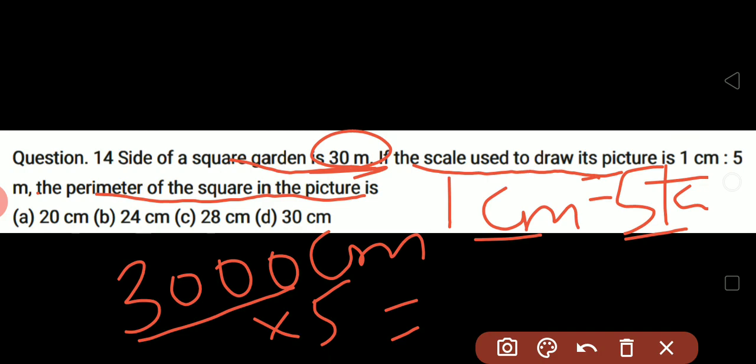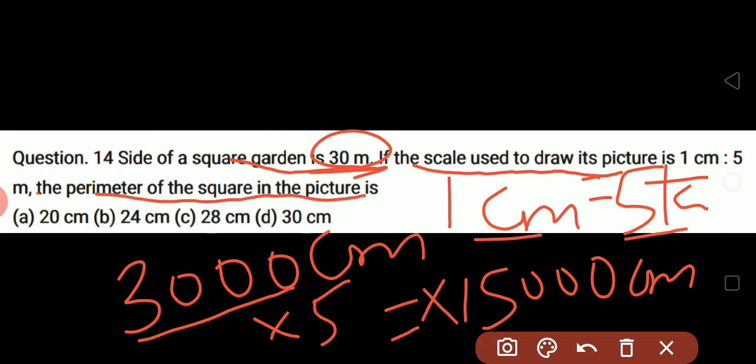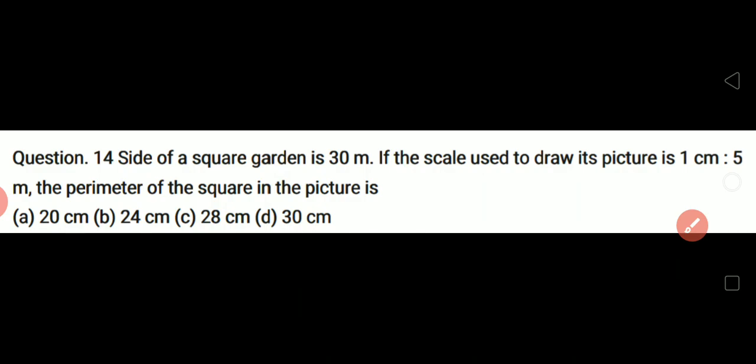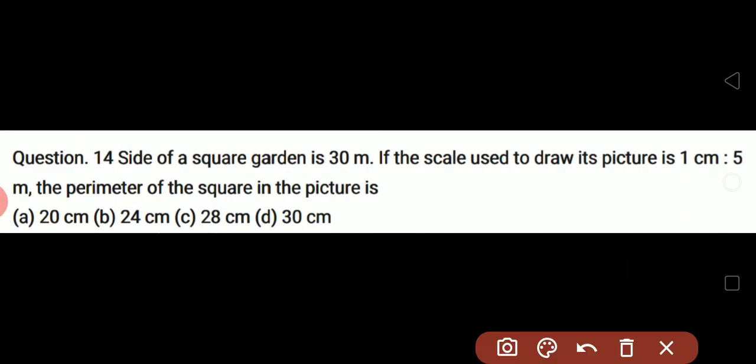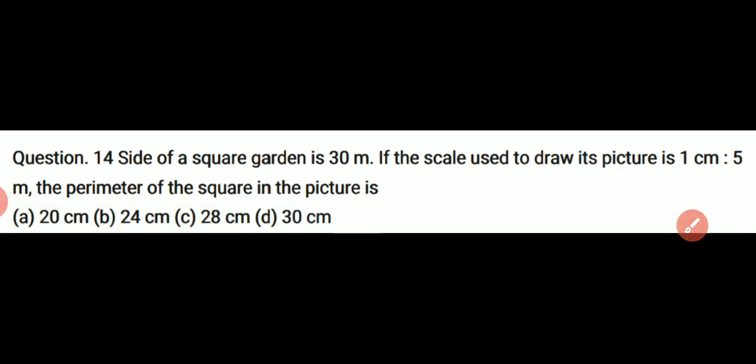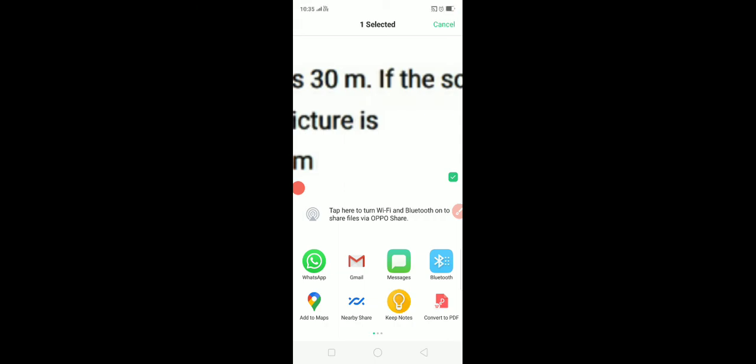For 1 centimeter it is 5 kilometer, and for 3000 centimeter it is multiplied by 5. You will get 15,000 centimeter, right? And now we have to find the perimeter of the square, so we have to multiply by 4. So 15 times 4 is 60, and 60, what we have given here, meter. Okay, this is not kilometer, we have given meter. So 1 centimeter shows 5 meter, and what happened?